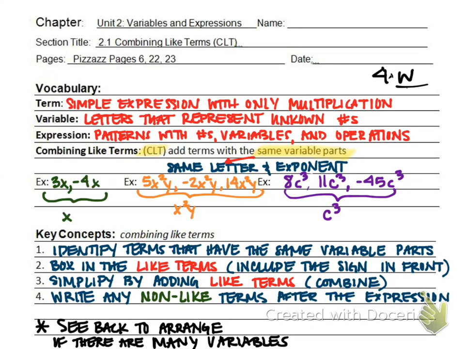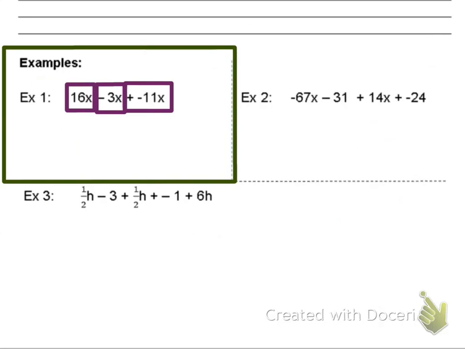All right, let's go ahead and take a look at some of the examples to start with. So the very first example we have is 16x minus 3x minus, adding negative 11x. So I'm going to back up even before I boxed these in. So let's back up a moment. And I noticed that for my first step, all three of these terms have an x. So they have the same variable part because they don't have different exponents either. So we can box in all three of these like we had before.